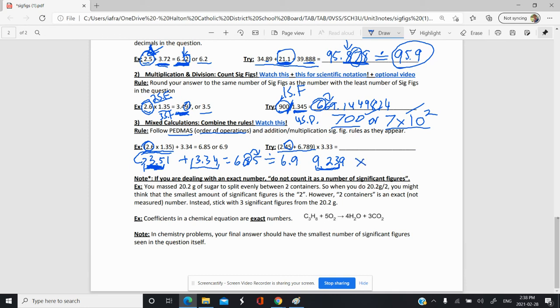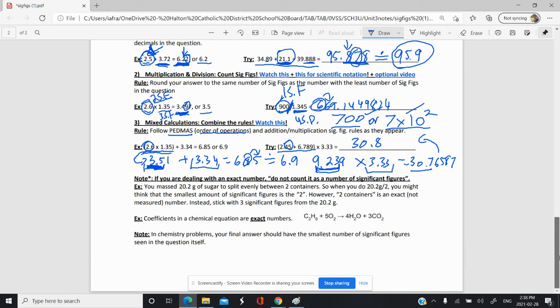And now I'm going to multiply it by 3.33. So I have 3 significant figures here, 3 significant figures there. And so overall, it's just going to be 3 significant figures in the end that I need to round to. So times 3.33, and I get 30.7657. And I'm just going to round up here to get my number of sig figs. So it's going to be 30.8. That's 3 significant figures. And so that's how you would do it if you have mixed problems.